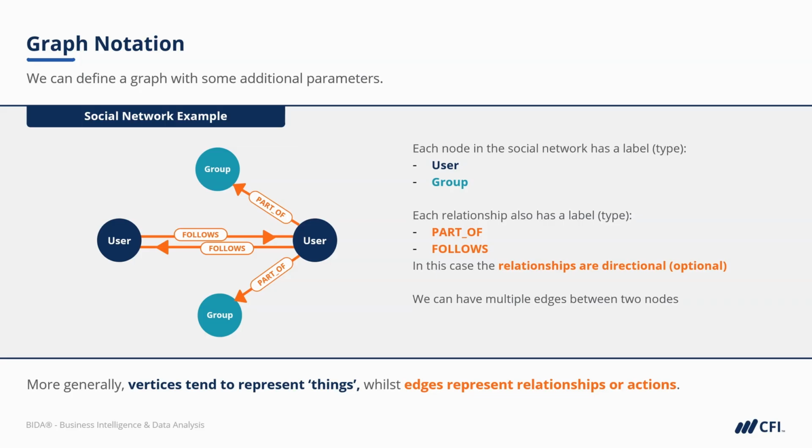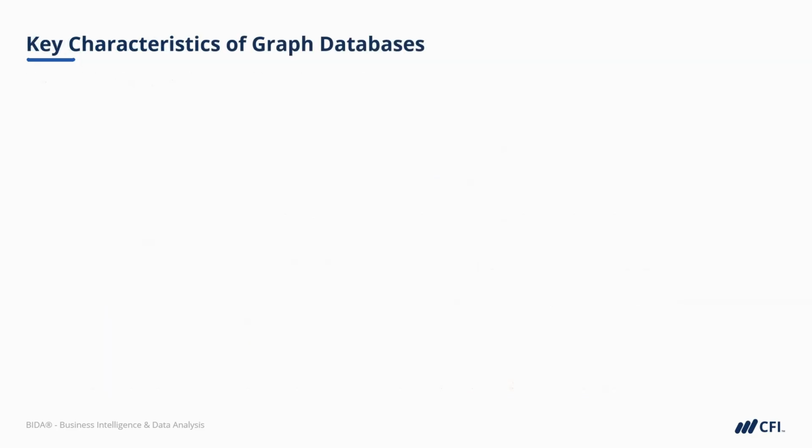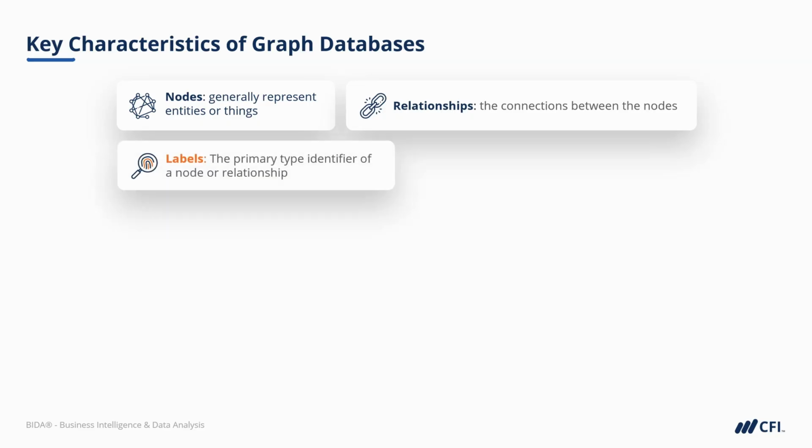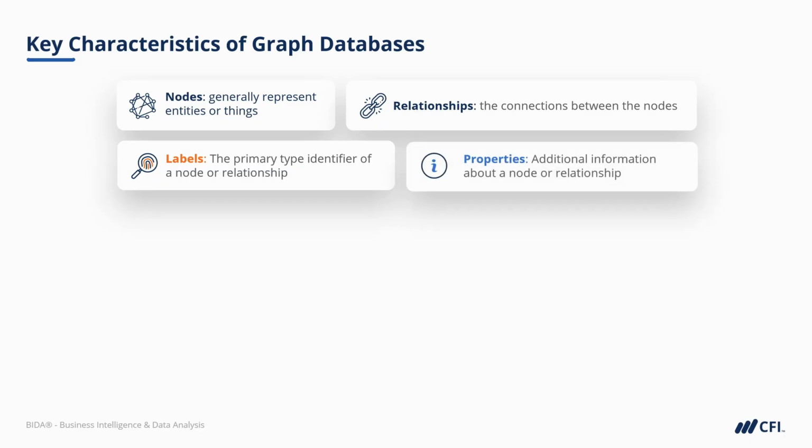Let's recap before we introduce one final piece to the puzzle. So we have nodes which generally represent entities or things. We have relationships, which are the connections between them. Labels represent a type identifier for the node or relationship. But finally we have this concept of properties, which just gives us additional information about a node or relationship.